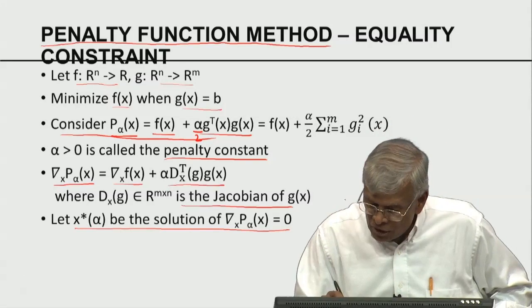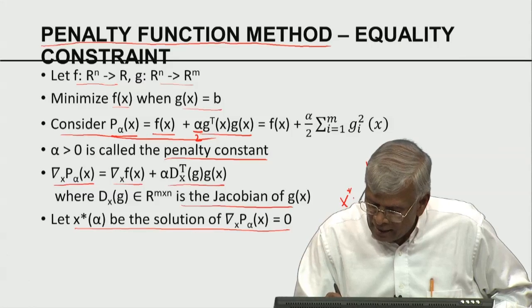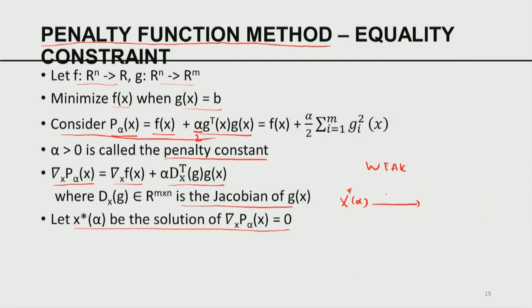If I took X star alpha and let alpha grow to infinity, it reduces to X star of the Lagrangian multiplier technique. In other words, the weak constraint solution converges to the strong constraint solution when the penalty parameter grows unbounded. Alpha goes to infinity.